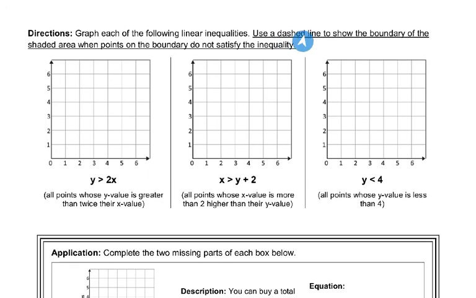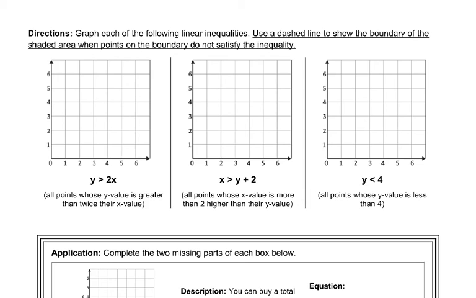Use a dashed, sometimes we call it dotted, line to show the boundary of the shaded area when points on the boundary do not satisfy the inequality. Okay, so this one says y value is greater than twice the x value. So let's start with x, multiply it by 2, and see where that takes us.